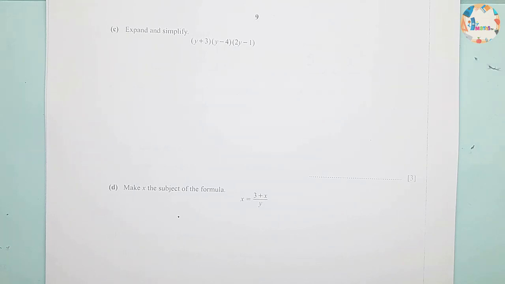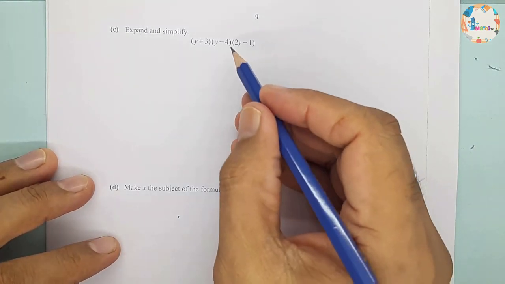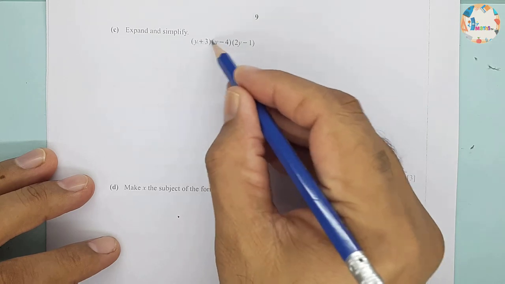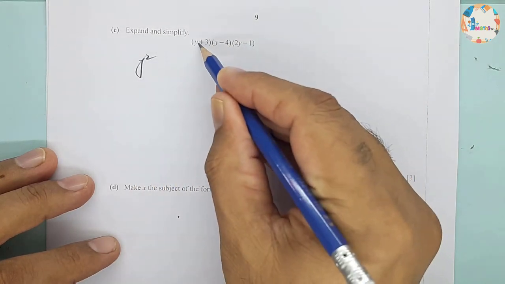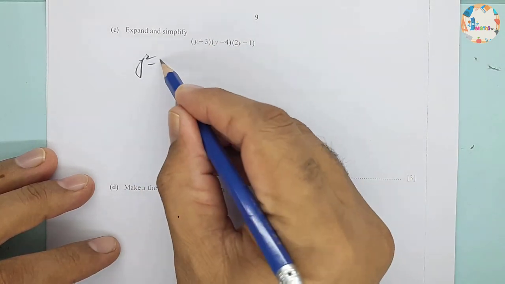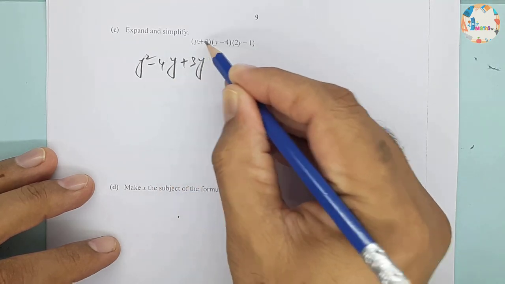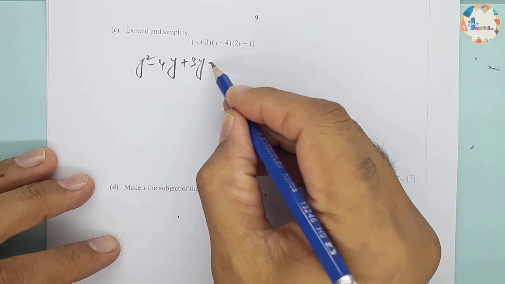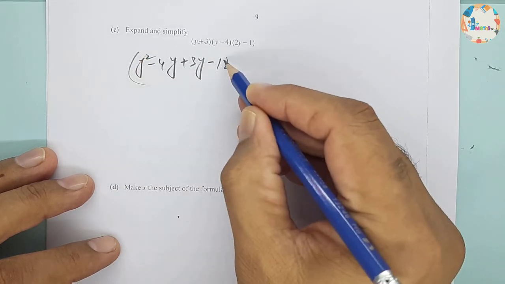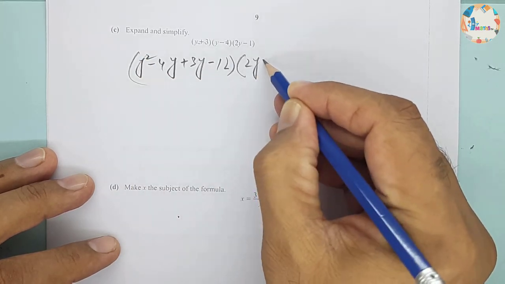Now C part, expand and simplify. First of all, we'll be expanding the first two. This will be y square, and y into minus 4 will be minus 4y, plus 3 into y will be plus 3y, and plus 3 into minus 4 will be minus 12. This one we'll put in brackets, multiply by 2y minus 1.